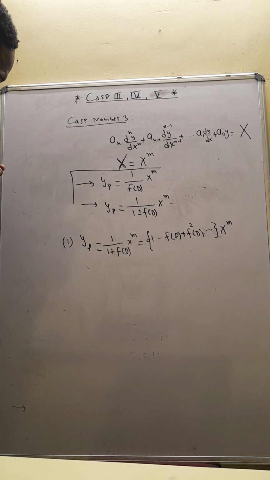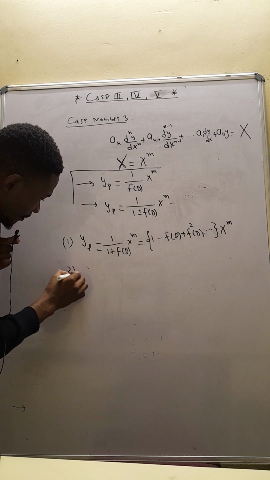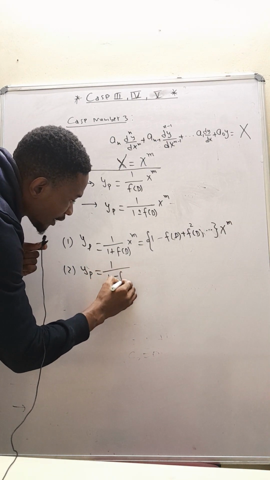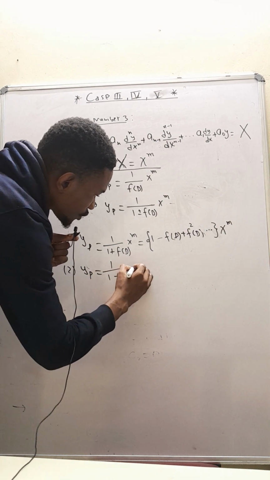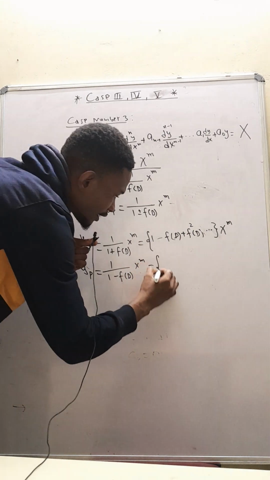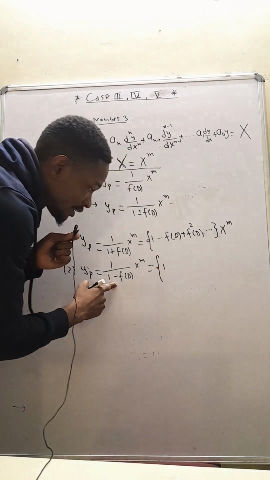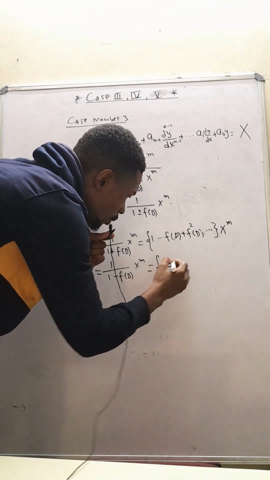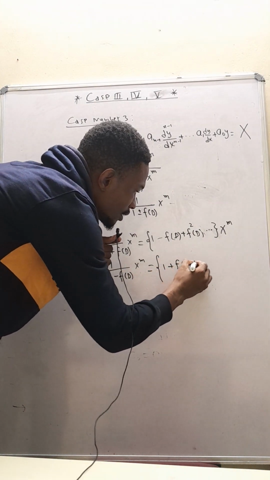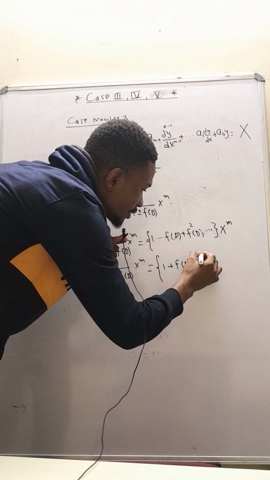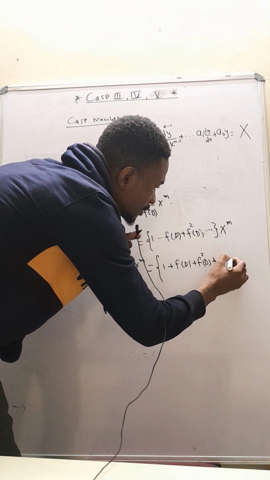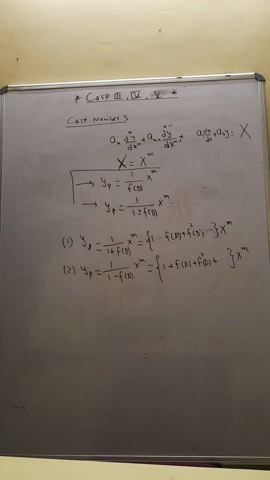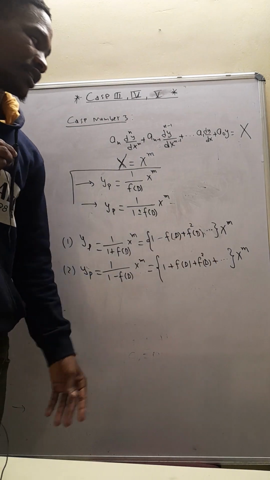Now for the second case, yp will be 1 upon 1 minus f of D, times x raised to m, and this will be 1 plus f of D plus f of D squared, and so on. When this sign is negative, all of them will be positive, till you get the same order. That's the point; this is the way we solve.